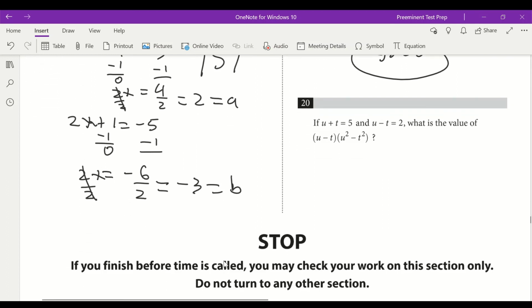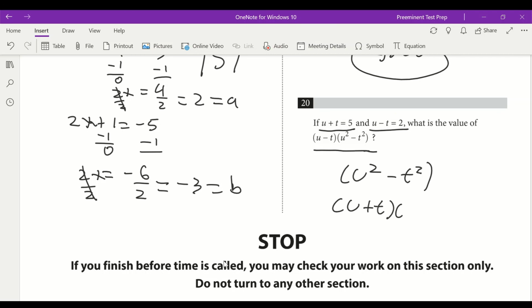Question 20. If u plus t equals 5 and u minus t equals 2, what is the value of u minus t times u squared minus t squared? Well, let's look for a pattern again, right? What's u squared minus t squared? Well, let's think. If we did u plus t times u minus t, we would end with u squared, and then we'd have plus ut, but we'd also have minus ut. So those would just cancel. And then we'd have minus t squared. Right? So we'd have u squared minus t squared.